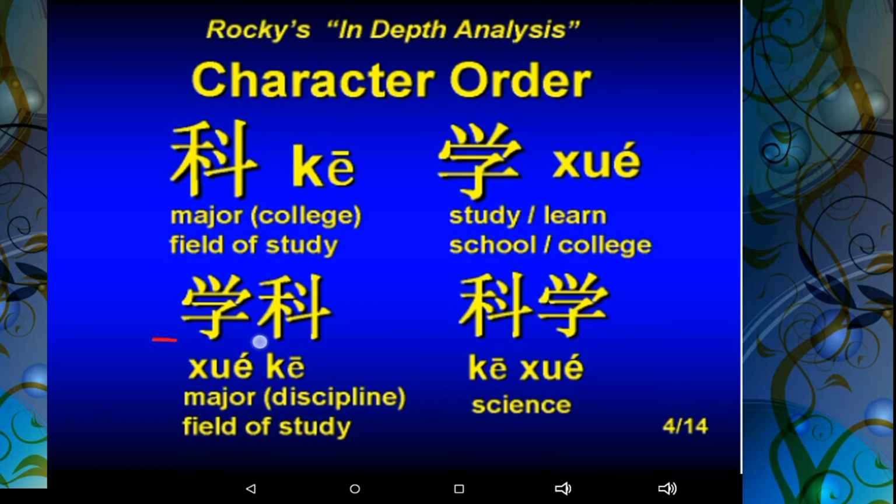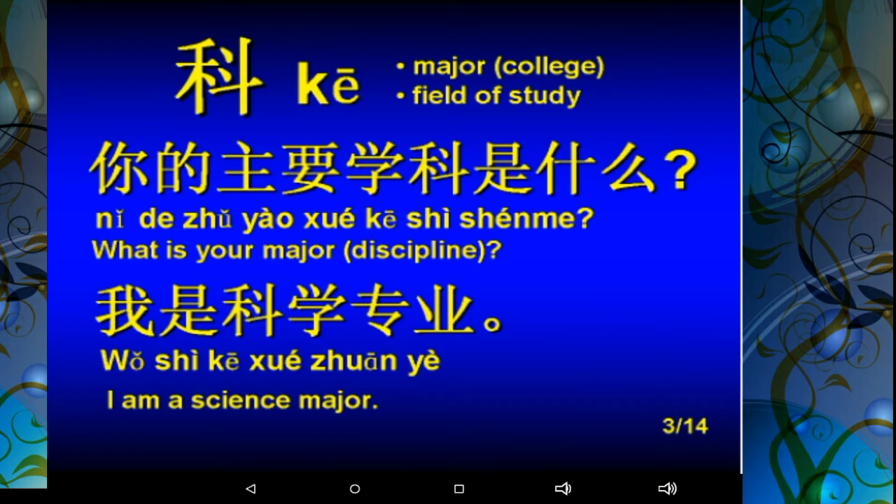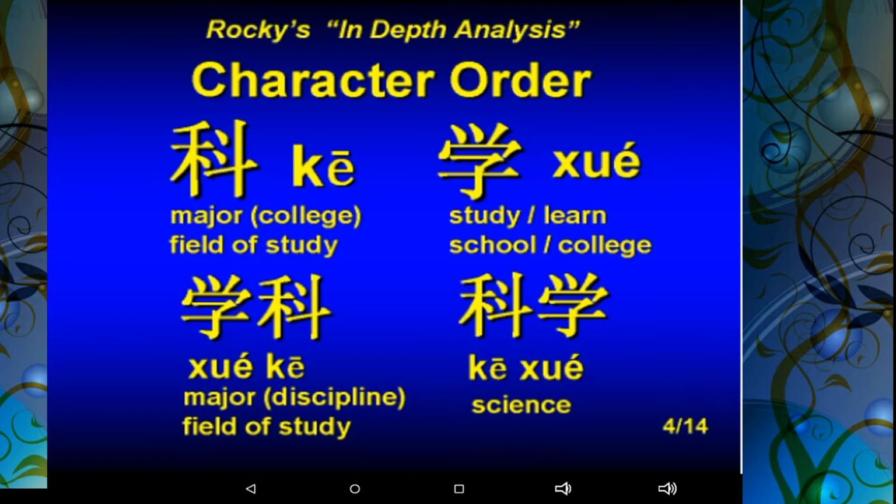Well, 学科 means a major discipline or a field of study, okay? But what about this second one? The second one here is 科学. Let's go back to the sentence. In the second sentence, it's a different order. Now it's 科学. And what does 科学 mean? 科学 means science. He's studying science.